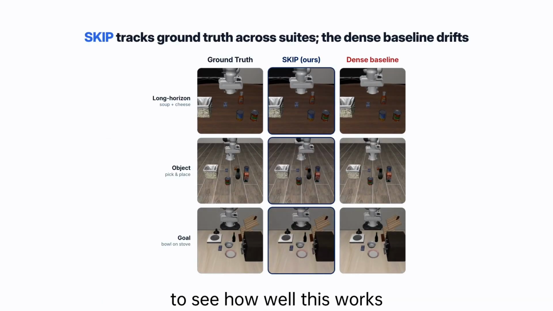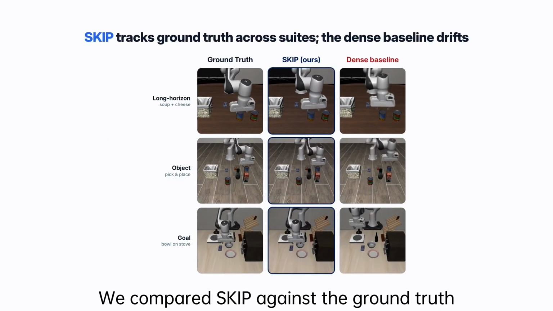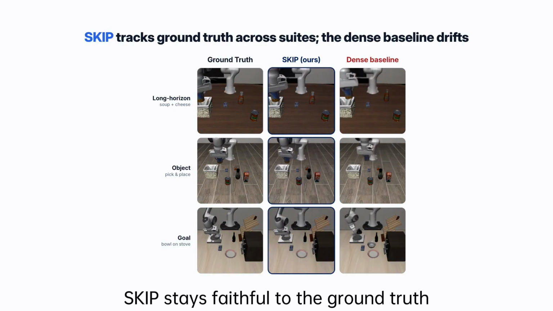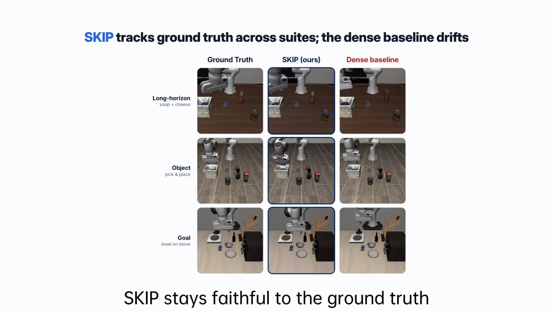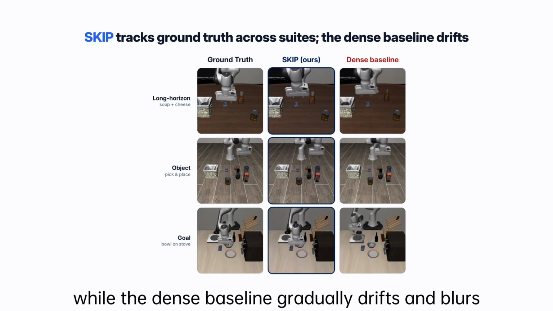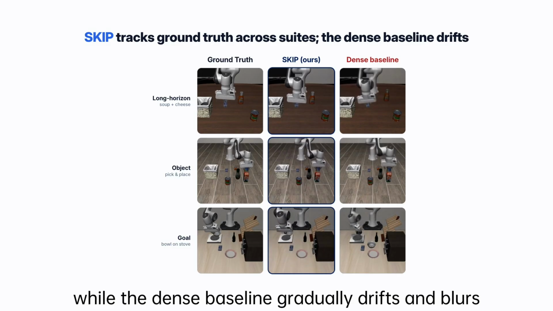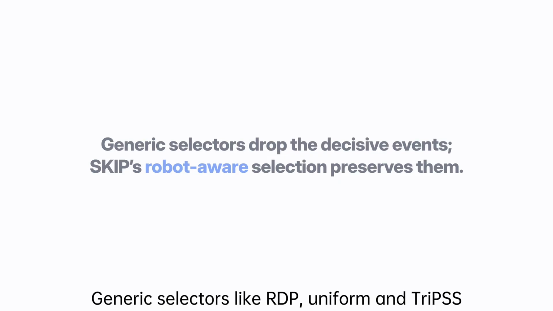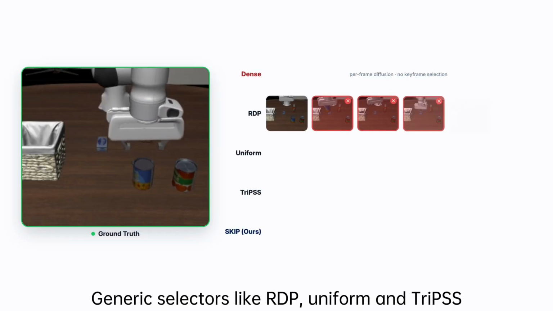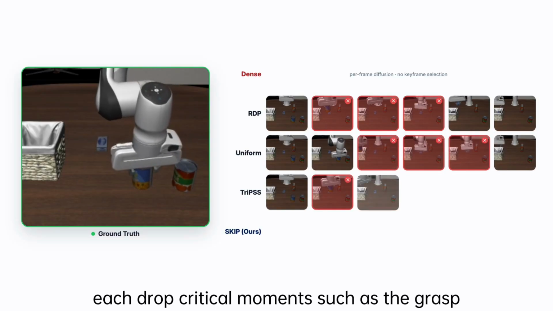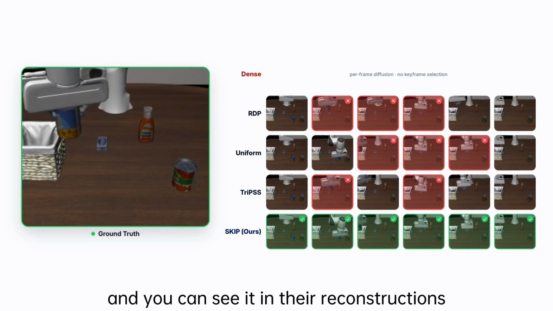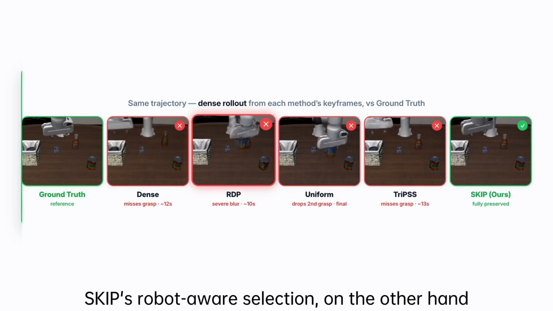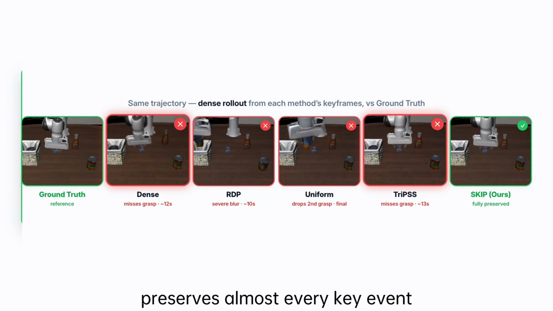To see how well this works, we compared SKIP against the ground truth across long horizon, object, and goal tasks. SKIP stays faithful to the ground truth, even on long sequences, while the dense baseline gradually drifts and blurs. Which keyframes you select also matters. Generic selectors like RDP, Uniform, and TripSS each drop critical moments such as the grasp, and you can see it in their reconstructions. SKIP's robot-aware selection, on the other hand, preserves almost every key event.